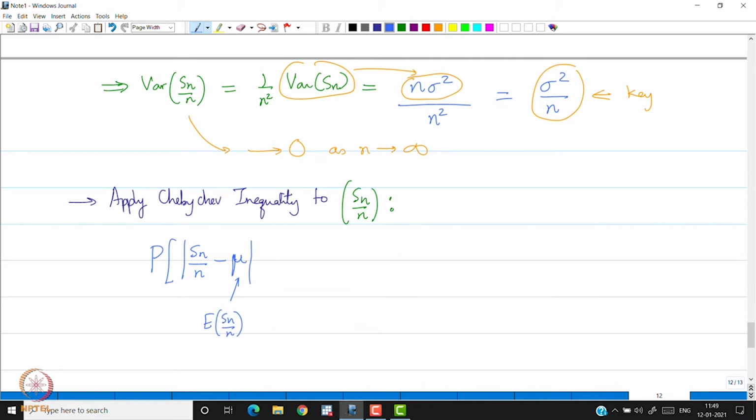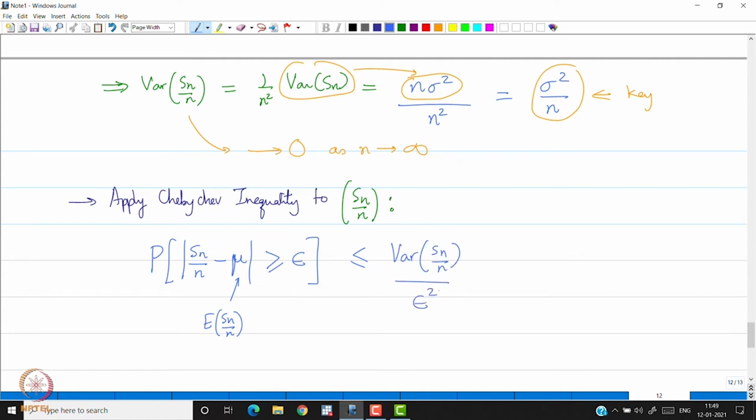The probability that the absolute distance of Sn by n from mu is at least epsilon, in both directions, positive or negative, as is needed in the Chebyshev inequality. We know that this is upper bounded by the variance of Sn by n divided by epsilon square.